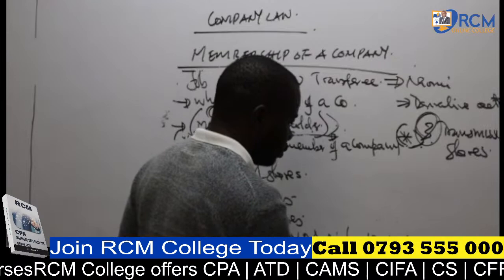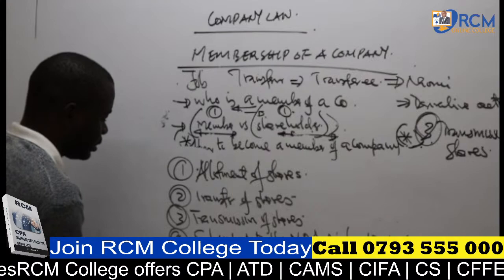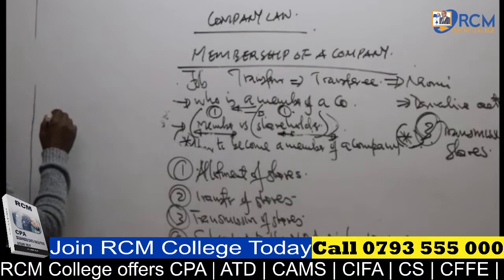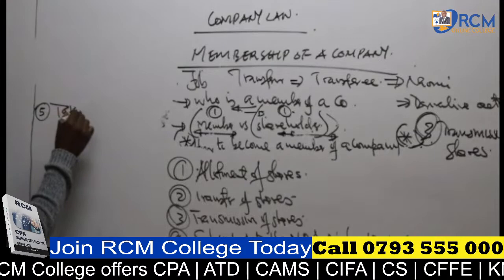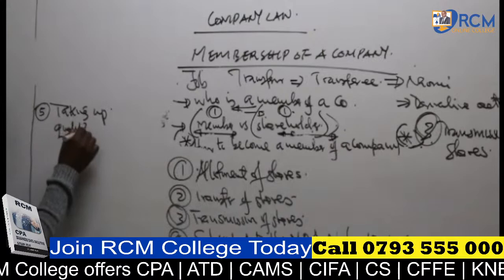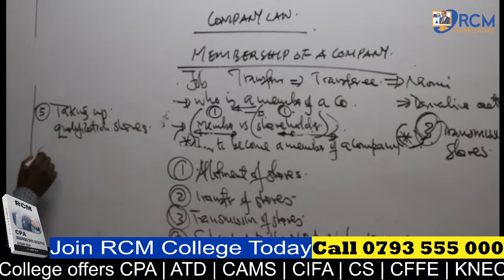Number five, you cannot see here. You cannot see there. So maybe I can write it here. Let me write it here. Taking up qualification shares. Number six, through the doctrine of estoppel.